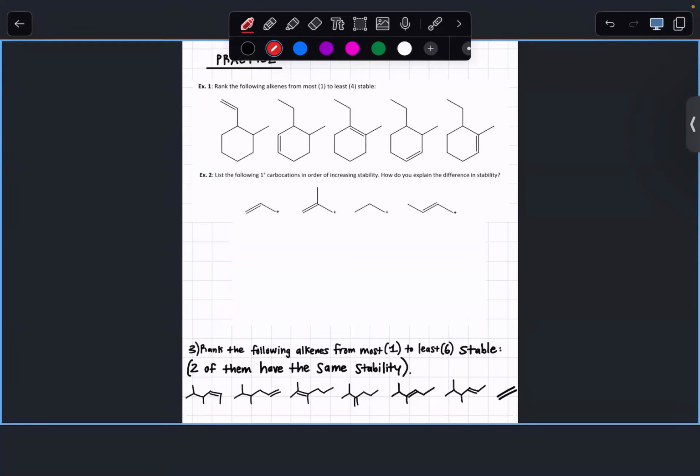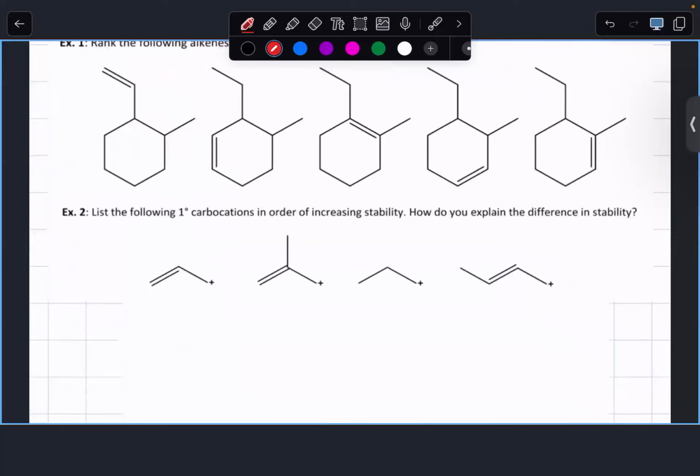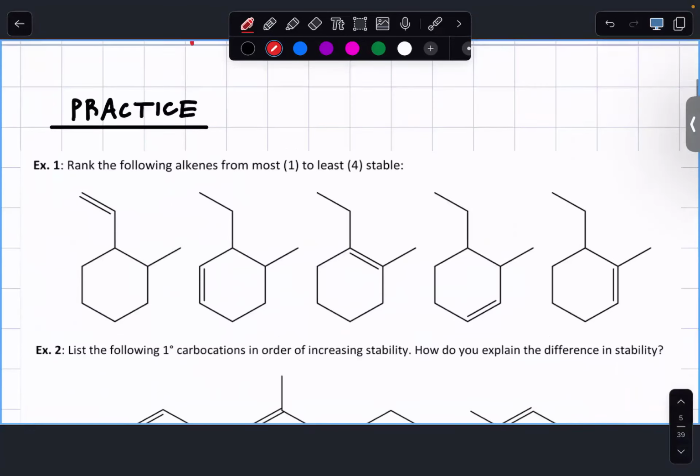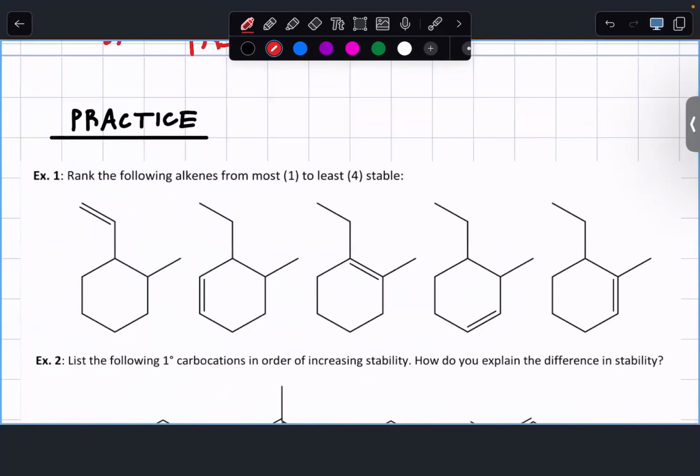Let's look at the first practice problem. Which one of these did you say is the most stable alkene? Yeah, and why the middle one? Yeah, that's right. There are 4 groups attached to it. Let's say this is the double bond. The 4 groups are here, here, here, and here. Those 4 groups make this double bond tetrasubstituted. It has the most hyperconjugation.